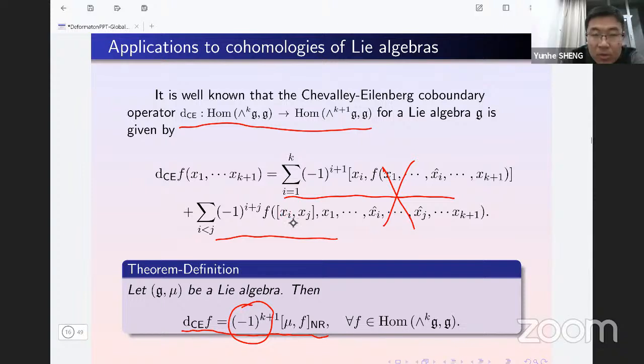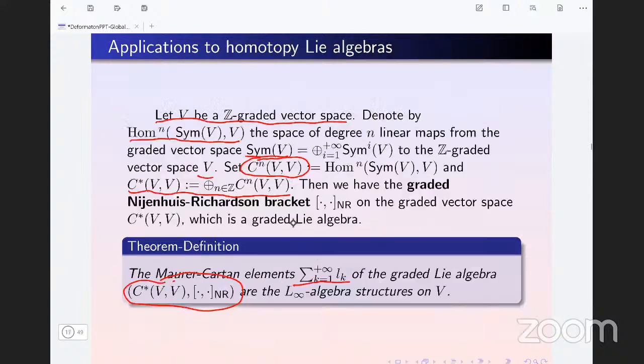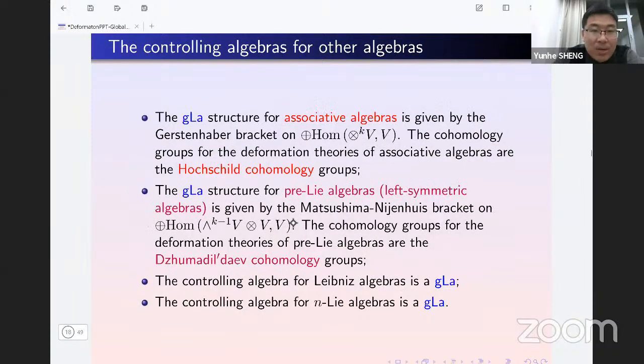No, I will not define the cohomology for L infinity algebras, but I will use the controlling algebra to define what an L infinity algebra is. Here the cohomology is still the classical case. So here I would like to mention the controlling algebras for other algebras.